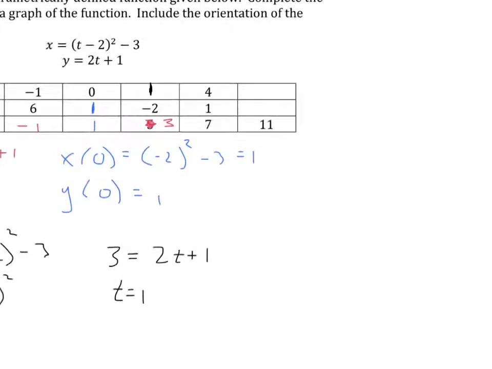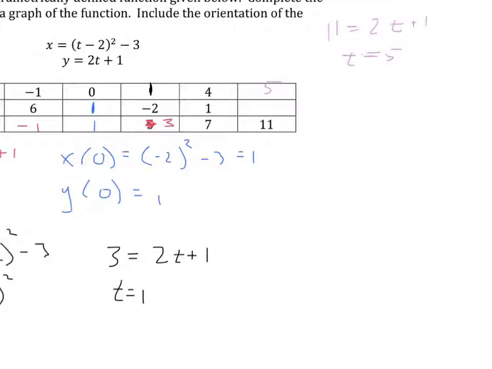So for this section, we know that the y value has to be 11. Let's see, I need to use some other color. Purple sounds good. So I'll set my y component equal to 11. 11 equals 2t plus 1. Solving that out, we're going to end up finding out that time is 5. Right? So we know that the time that this happens is 5.